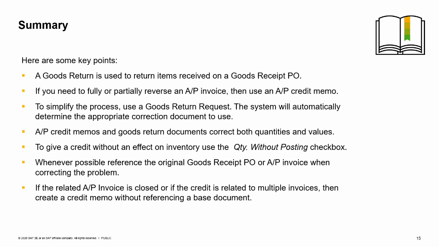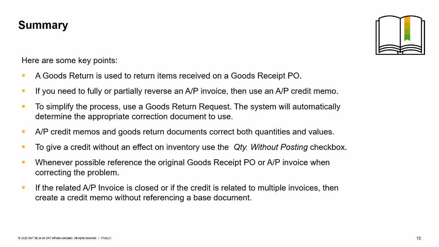Here are some key points to take away. A goods return is used to return items received on a goods receipt PO. If you need to fully or partially reverse an AP invoice, then use an AP credit memo. To simplify the process, use a goods return request. The system will automatically determine the appropriate correction document to use.